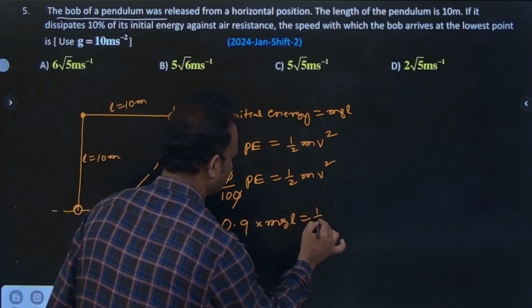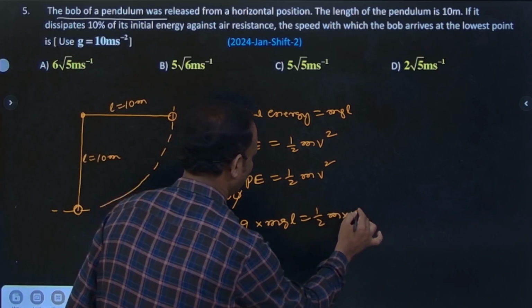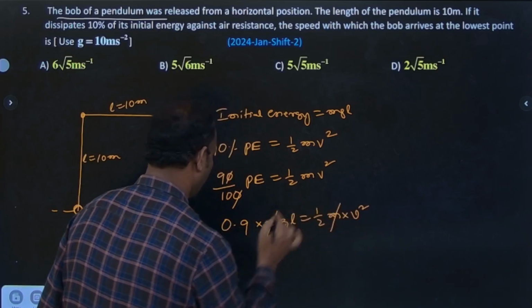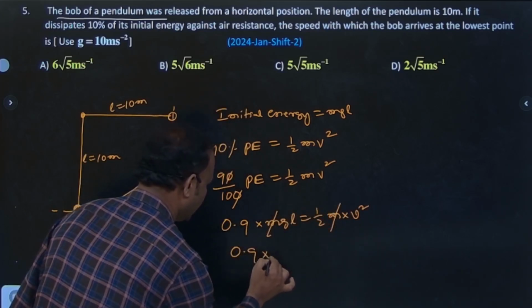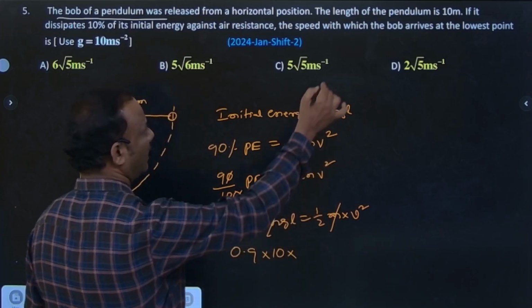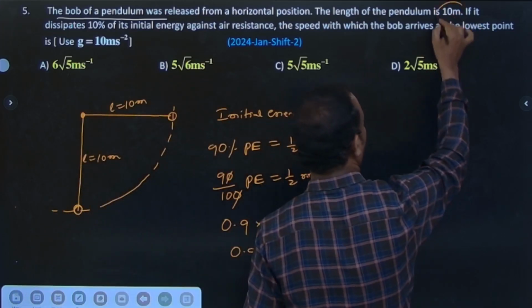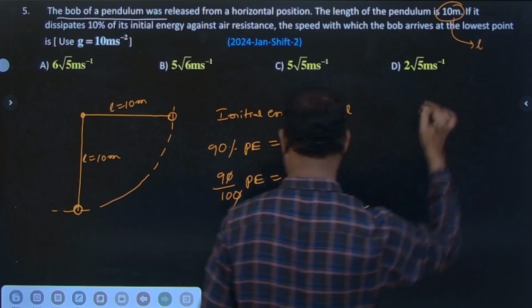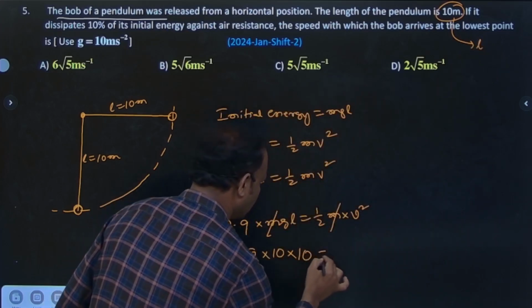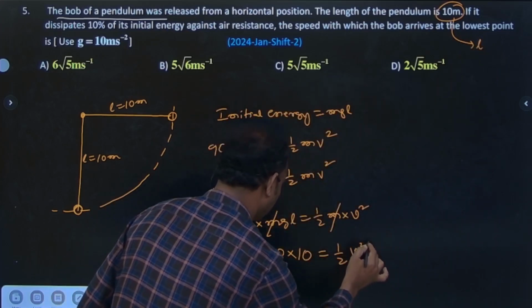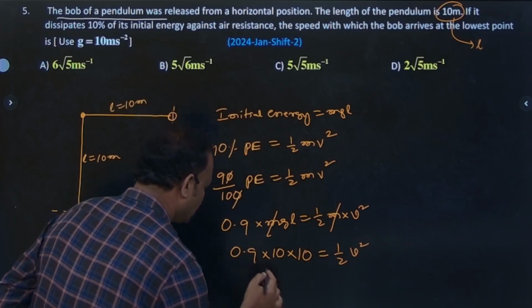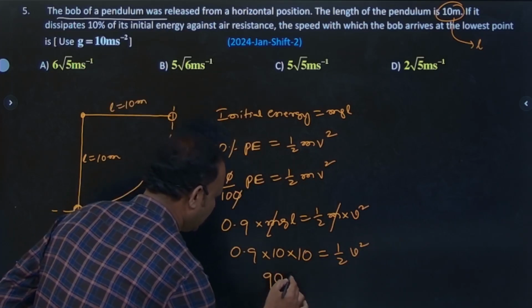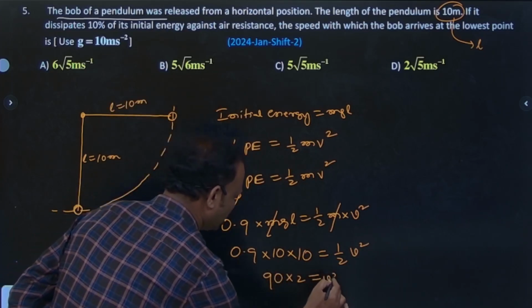KE is equal to half m v square. m and m cancel. 0.9 into g, whose value is 10, and the length is given as L. So L is 10, equals half v square. So this is 90. 90 into 2 is equal to v square.